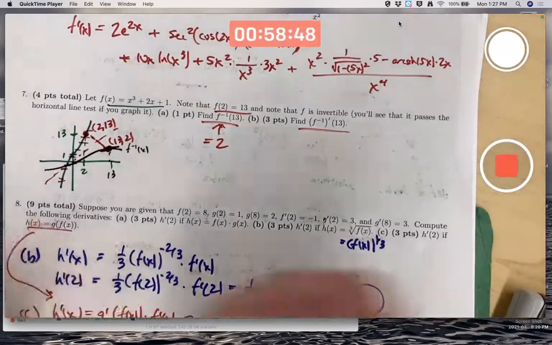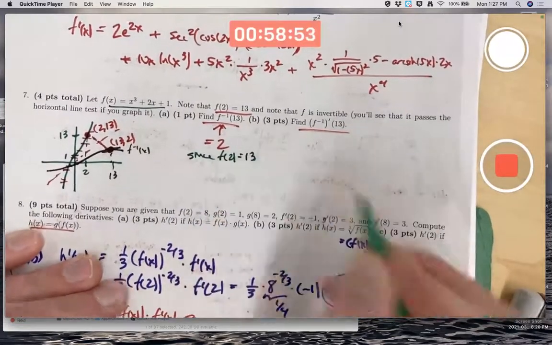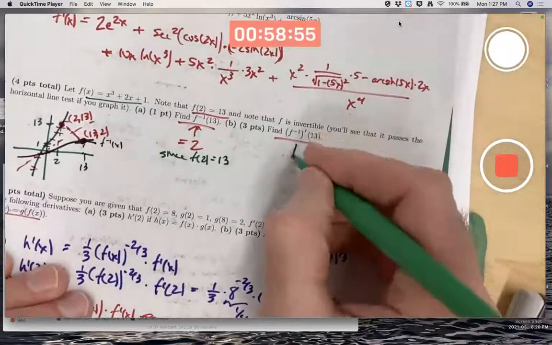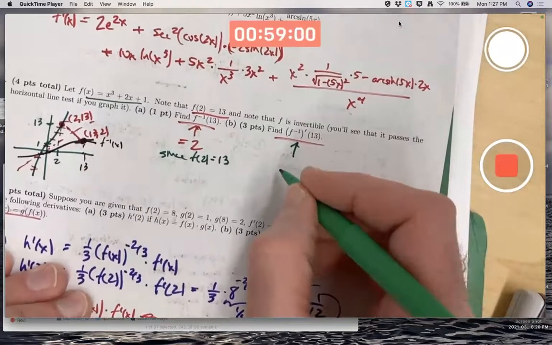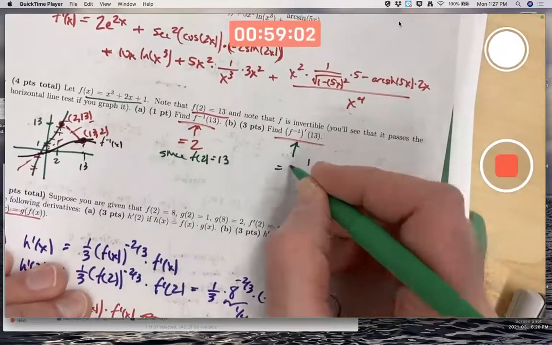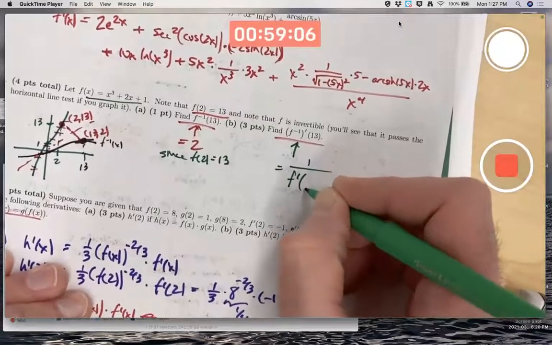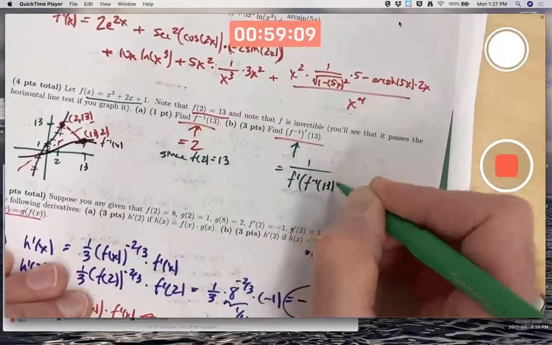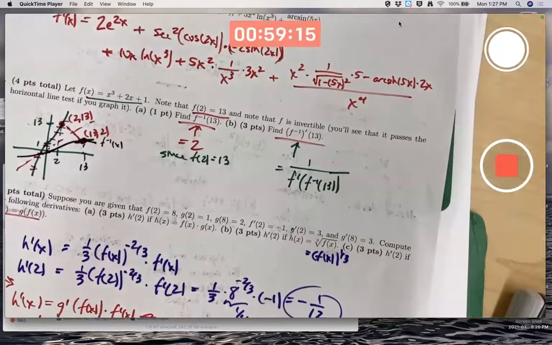You have to give a reason. You could just say since f of 2 is 13. That's the reason. What's f inverse prime of 13? There's a formula you probably should go ahead and put on your note card. It would be 1 over f prime of f inverse of 13. That's what the formula would say. We did talk about this in class. I think it was in that week after spring break.